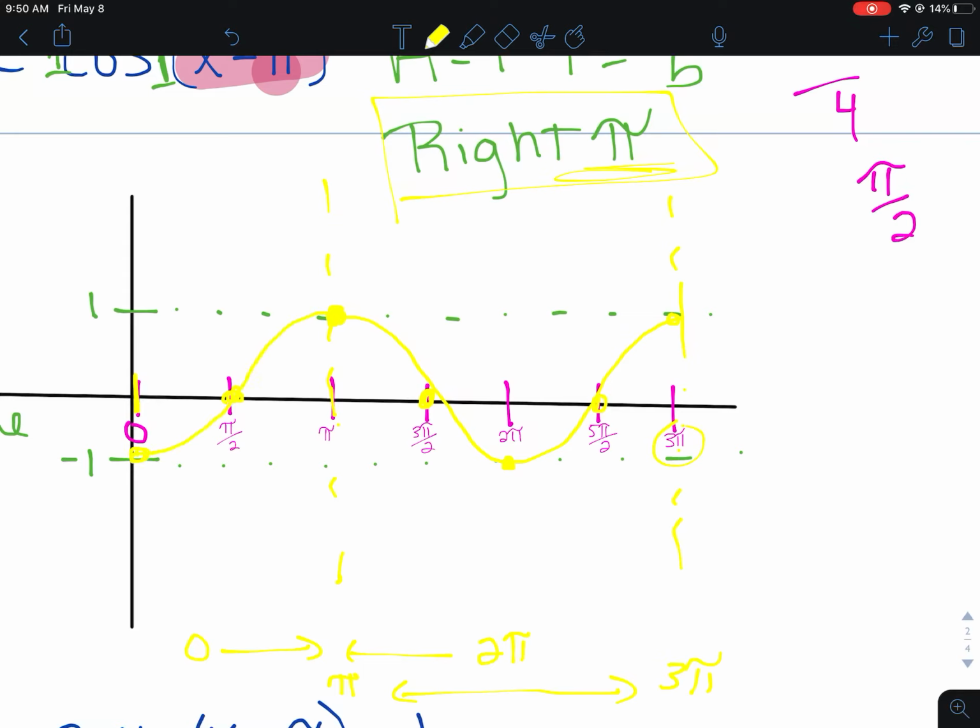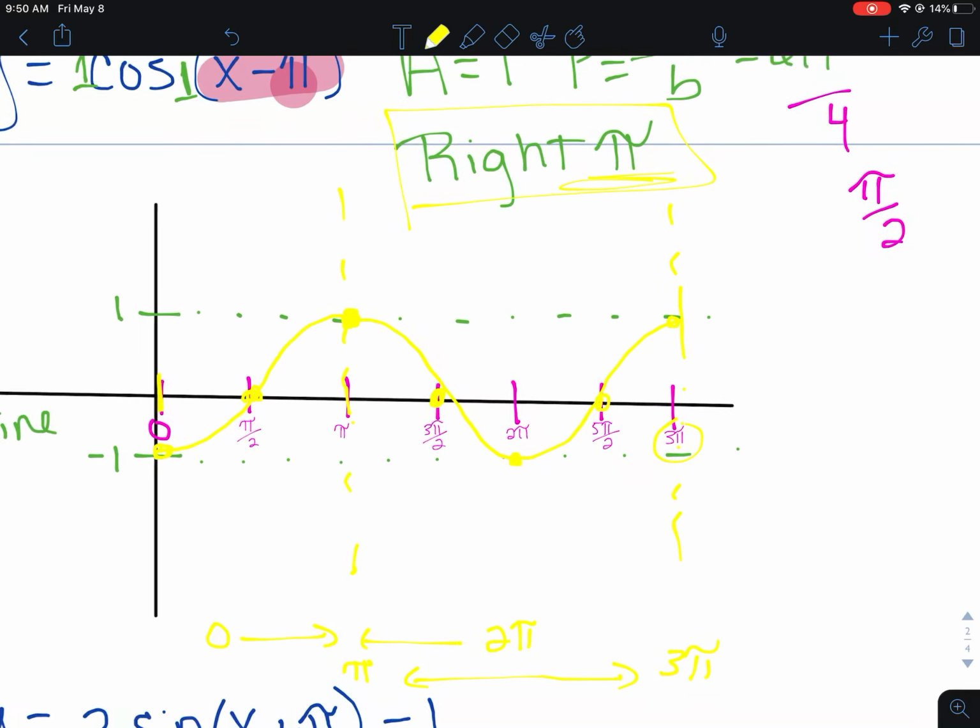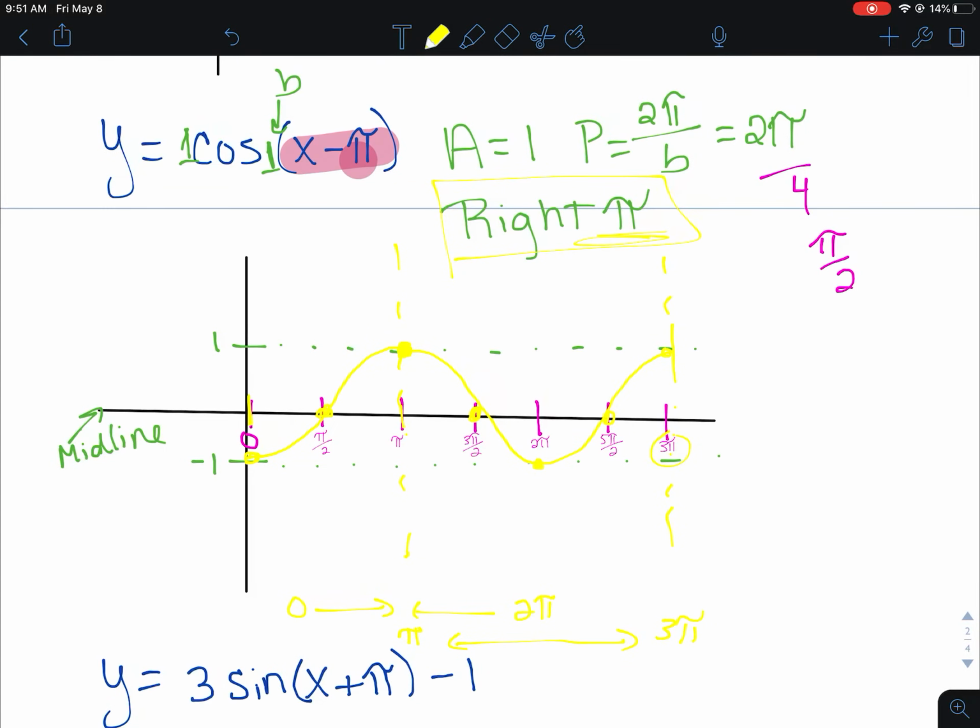At pi over 2 would be in the center. At 0 it would be down. So you can see how that curve would just continue going. We're just starting it at a different spot. So really this function here with a phase shift looks like we started to draw a negative cosine graph.